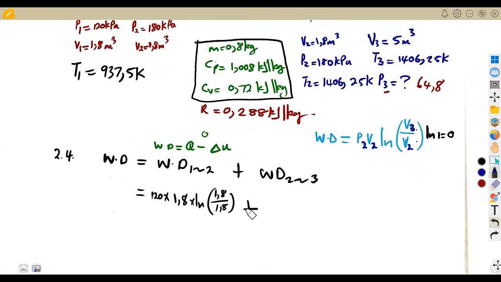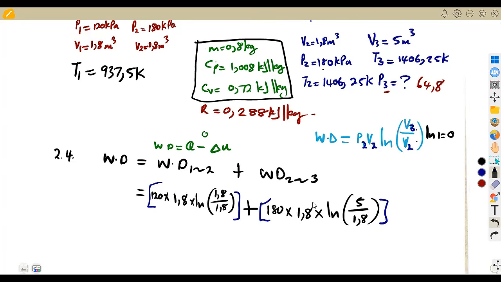It means the work done there. So this is the work done for the isochoric process, whereby we're talking about V1 equal to V2. Then on the isothermal, we are calculating the work done there. So this one is going to be P2 V2. We've got P2, 180, times V2, which is 1,8, times ln V3 over V2, V3 which is 5, over V2 which is 1,8. All right, so this is what you're going to have. So this is the work done in the isothermal. This is the work done for the isochoric process.